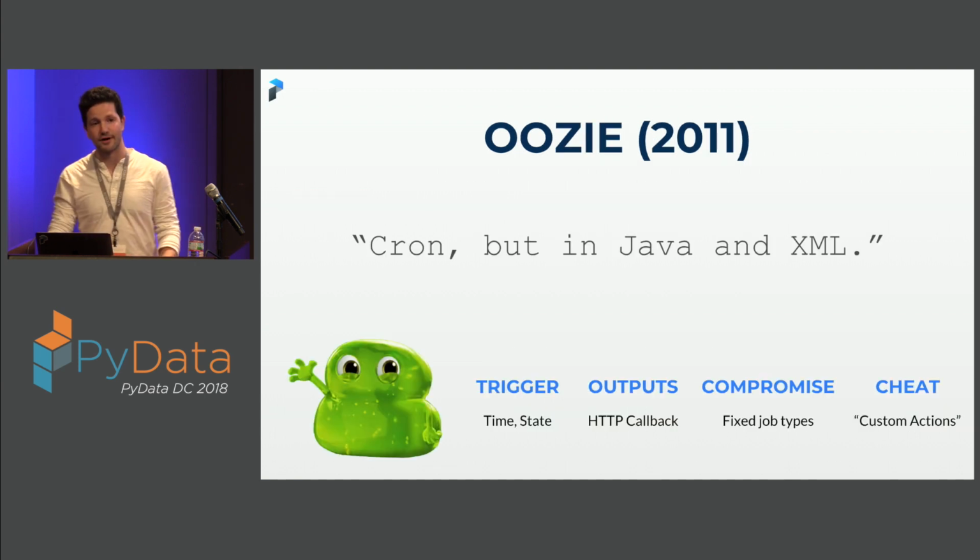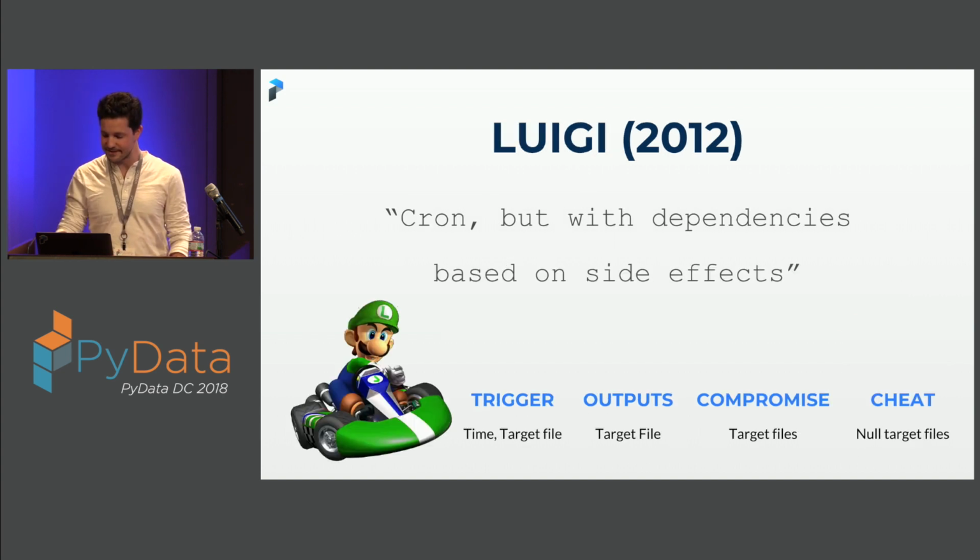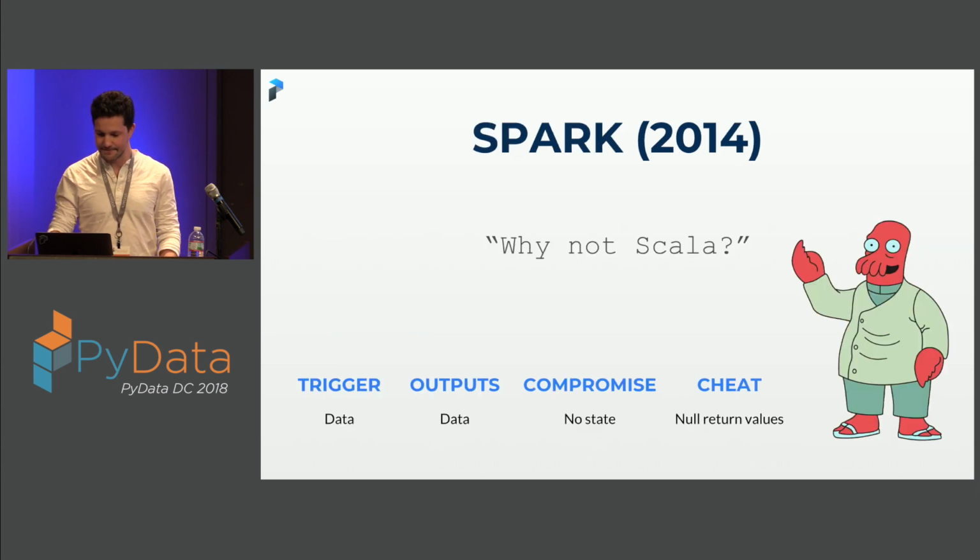This is Oozie, which is cron in Java and XML. This is Azkaban, which is cron with dependencies. This is Luigi, which is cron with dependencies that are based on side effects.